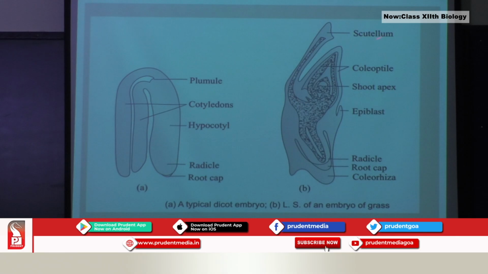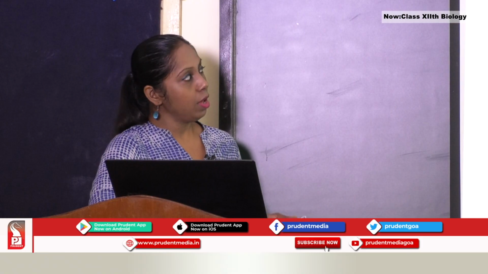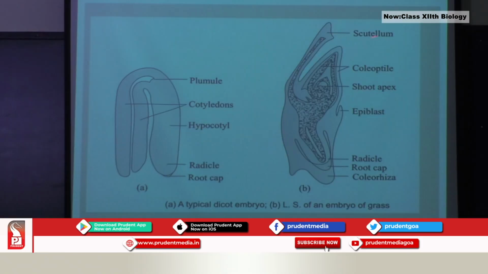You have the scutellum. There is no word cotyledon here because in grass the single cotyledon is known as scutellum. What is it called? It is called the scutellum. Besides the single cotyledon called scutellum, you will also have the regions which are going to be responsible to give rise to the body of the plant. That is the shoot apex, the plumule region, the radicle with the root cap.